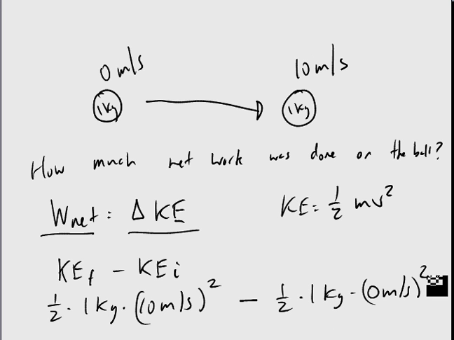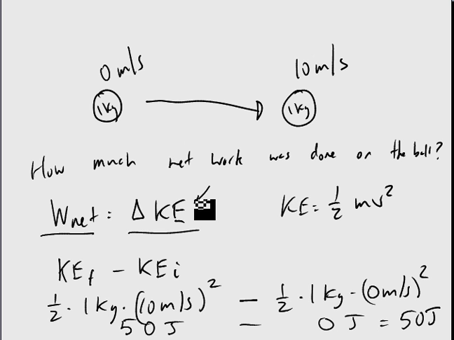And that's going to give us 50 joules minus 0 joules, which is 50 joules. So we know that the change in kinetic energy is going to be 50 joules. So if this is equal to 50 joules, we know that the net work done must have been 50 joules. And again, that should make sense.